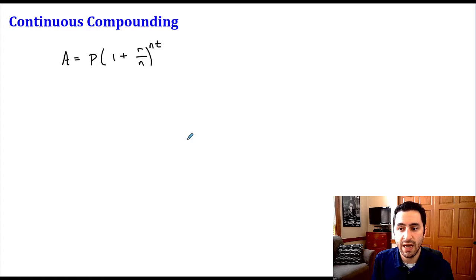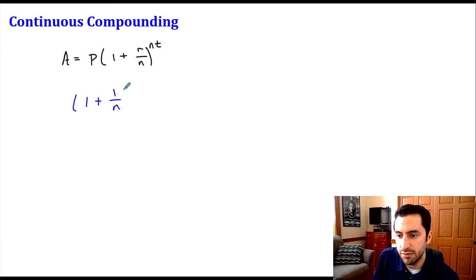I can't just plug infinity into this equation. Infinity is not a number. I won't be able to calculate anything. But what I am able to do, with a little bit of algebra, is isolate the term 1 plus 1 over n raised to the n power. So I'm isolating anything that has the variable n in it.